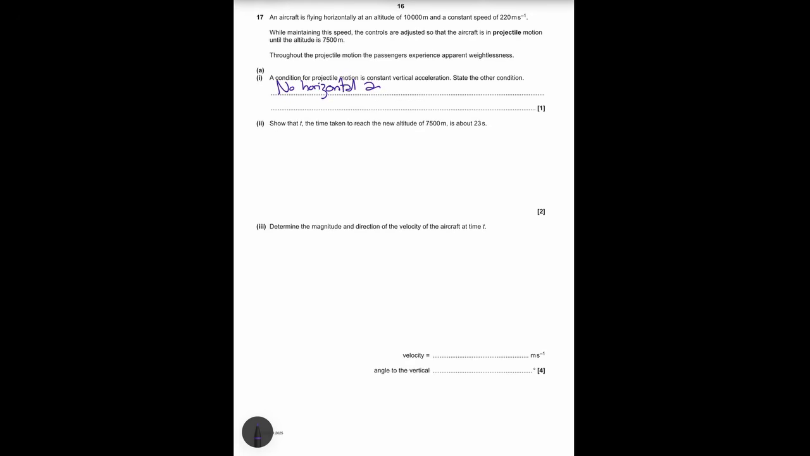That's fine. Okay, so now we get to the fun part of it. So show that the time taken is about 23 seconds. So let's just make sure I'm reading the question properly. Even though I'm very, very excited, I can't let my excitement get the better of me.